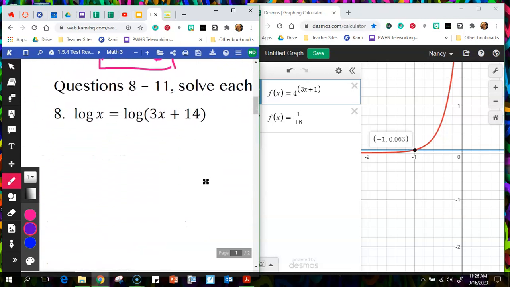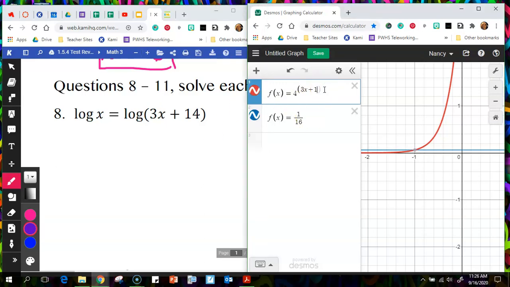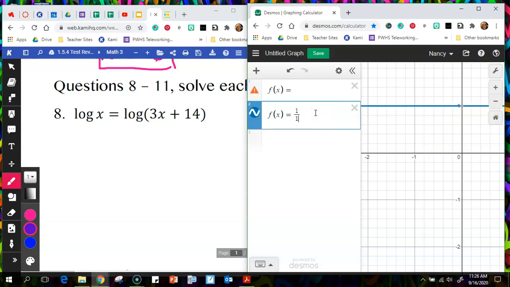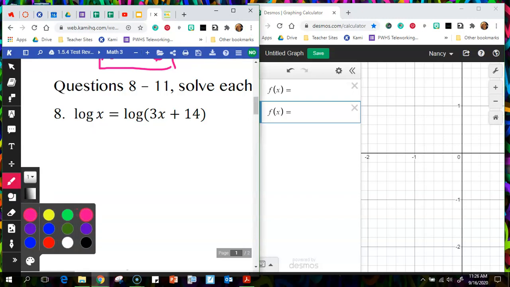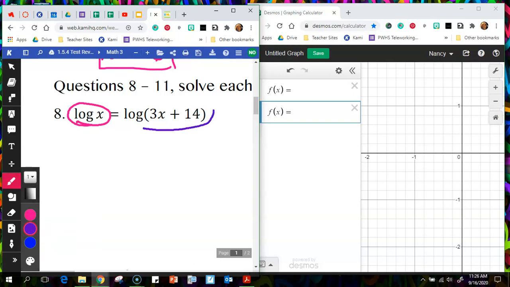Okay, so number 8 is log functions, and I am going to use Desmos to do these, just to review with you how to type in the log functions also. So if you have a log, and remember, one line is going to be this right here, and this doesn't have a base, so the base that's implied is 10, and we don't even need to type that in. I'll show you where to find that log function.